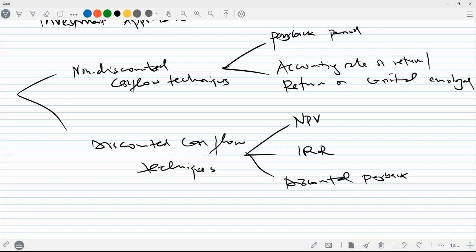The first method is the payback period. It is how long it takes the company, from the time you invest your money in the project, to get back that cash. You did invest 1 million. How long do you take to get back that 1 million? That is the payback period.